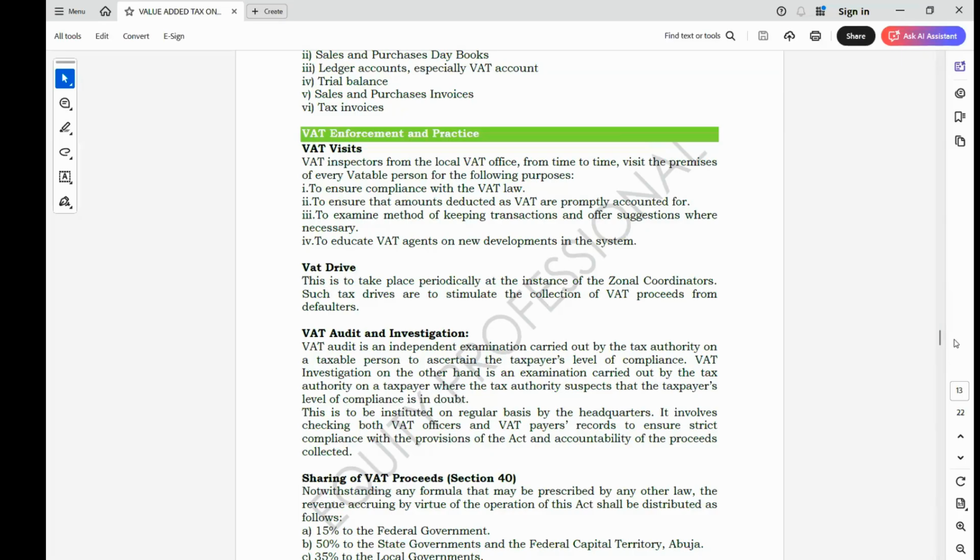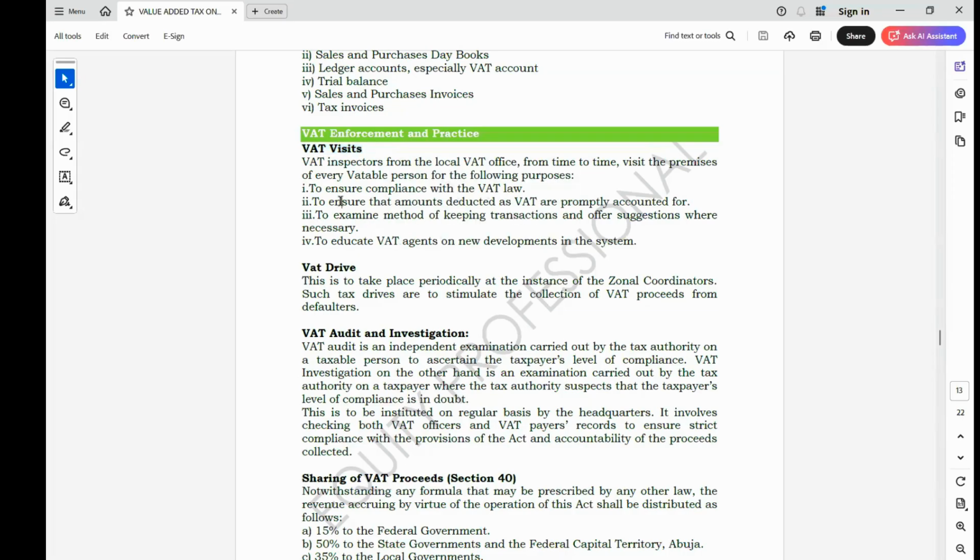Under this enforcement, we have three processes that can be carried out. They can carry out what is called a VAT visit. They can carry out a VAT drive. They can also carry out a VAT audit and investigation. So because you are collecting that money on behalf of the FIRS, they have a right to carry out what is called a VAT visit.